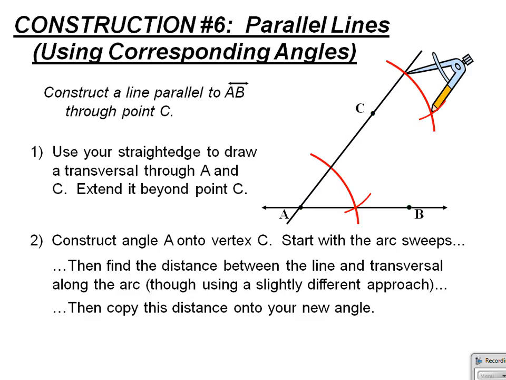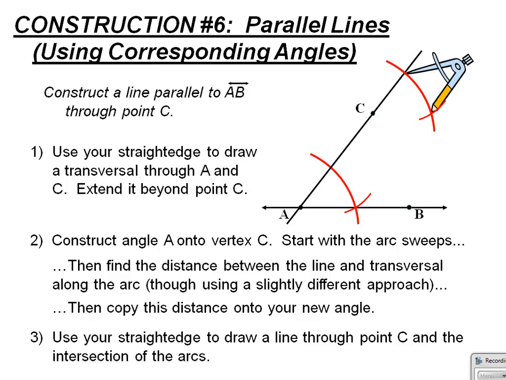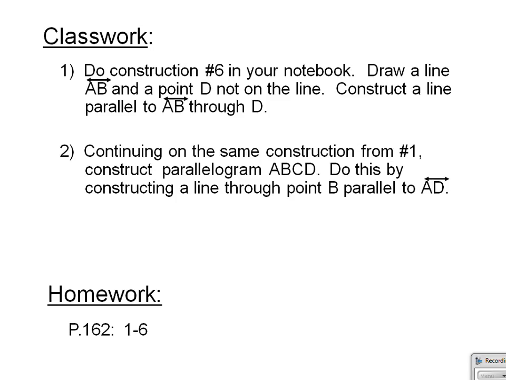Once we copy this distance onto the new angle, albeit in a slightly different way than we did in construction number 2, we will find a second point through which we can draw a parallel line. So, through C and the point where these two arcs intersect, we will draw our parallel line. Thus concludes today's lesson.